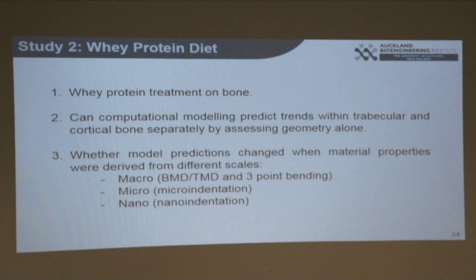So this is how we approached it. Firstly, we wanted to look at the influence of the whey protein treatment. And then, can computational modelling predict trends within trabecular and cortical bones separately by assessing geometry alone? And finally, do the model predictions change when material properties are derived from different scales from different sources?